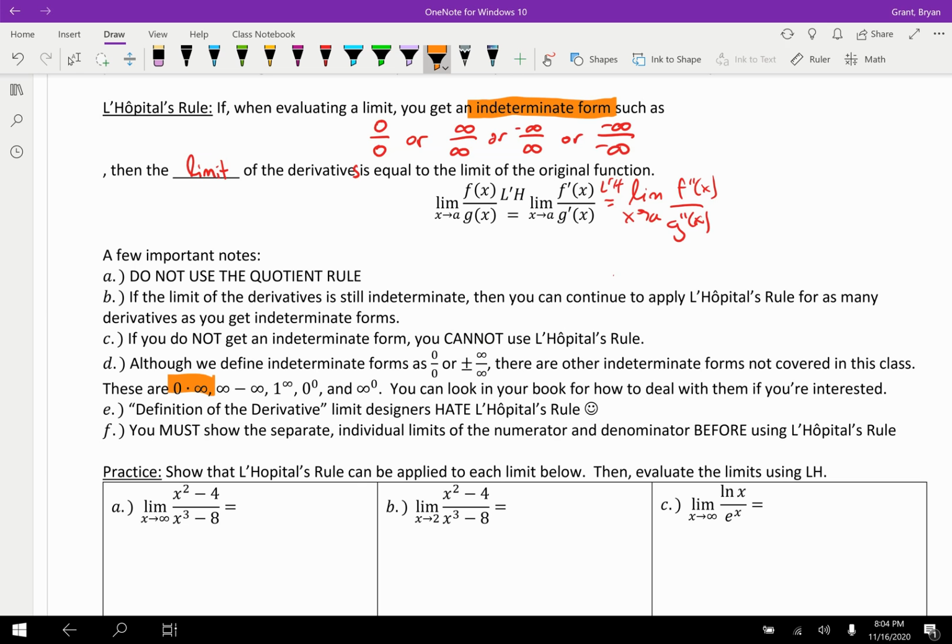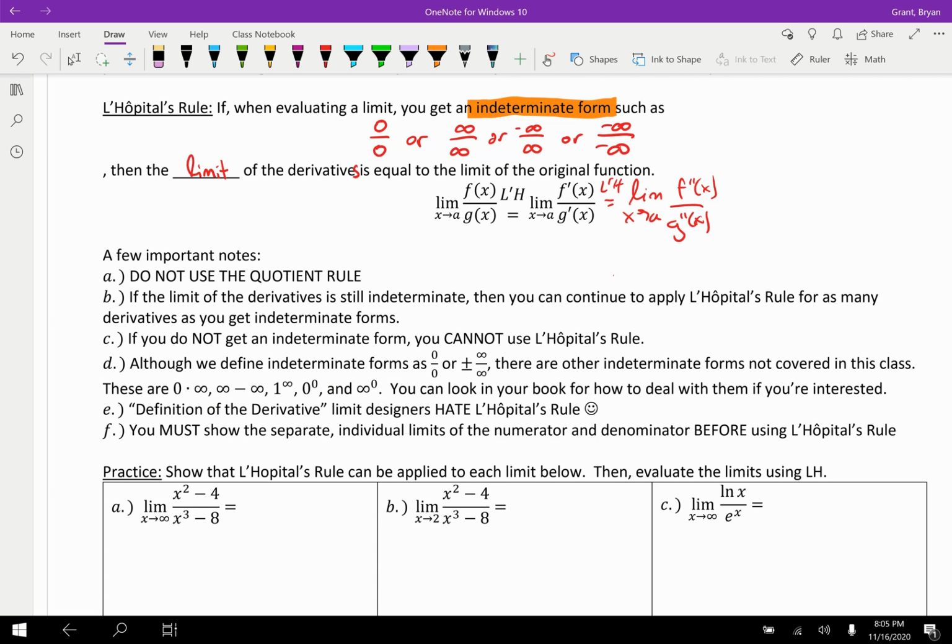Is 0 times infinity infinity? Is it 0? Is infinity minus infinity 0? Is it some other infinity? 1 to infinity, 0 to the 0, infinity to the 0th. Your book actually covers how to deal with all those other ones, so if you can, look it up. There's some cool stuff there, but the AP exam will never ask you to do any of these.